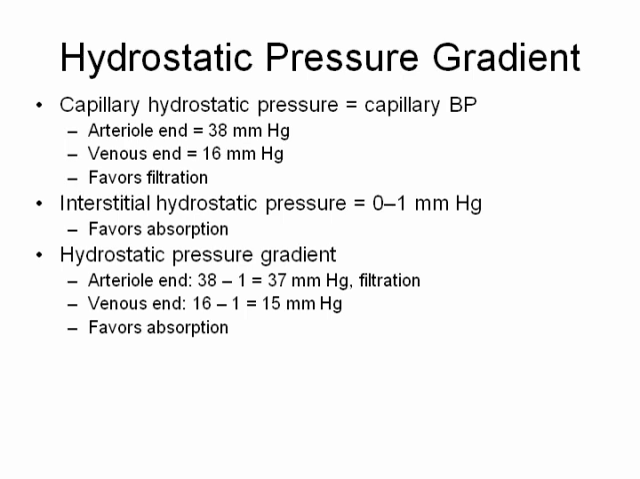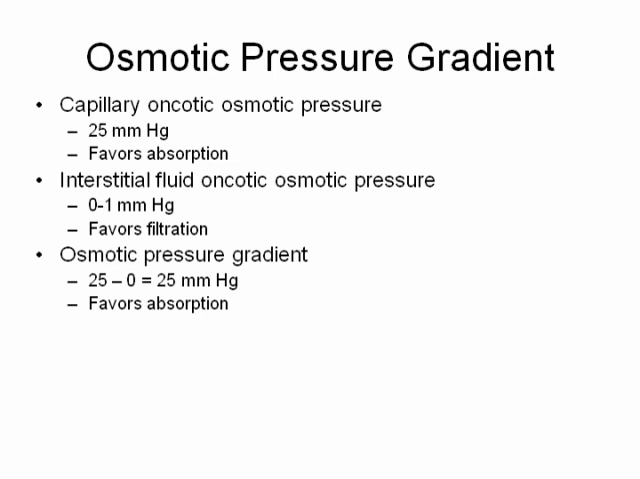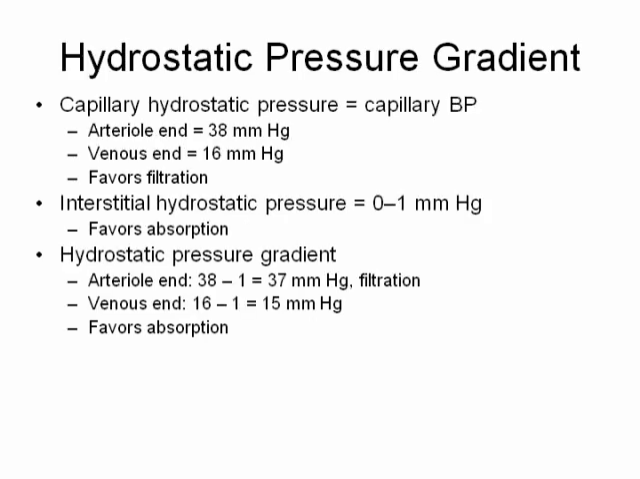So let's take a look at finishing up the hydrostatic pressure gradient. So at the arteriolar end, we have 38 minus 1. At the venous end, we have 16 minus 1. So all of this is going to be favoring the movement of material from the plasma into the interstitial space. Actually, let me back up here. So this needs to be corrected. That favors filtration.